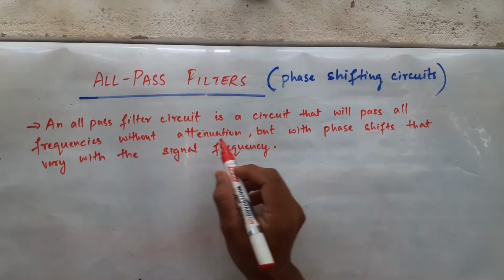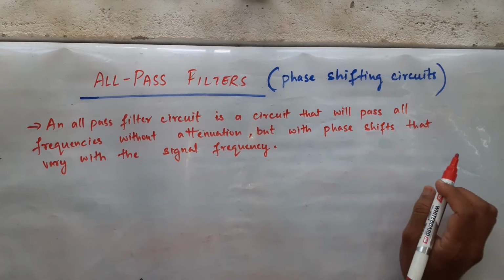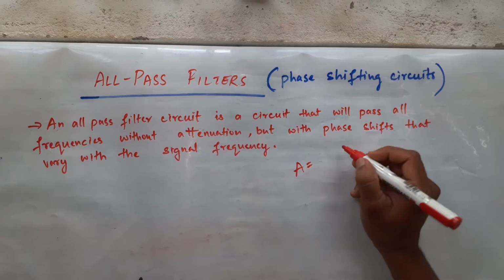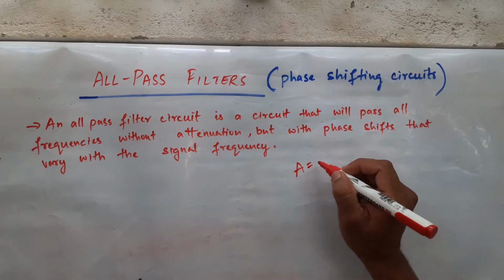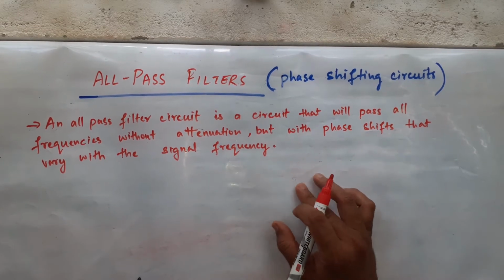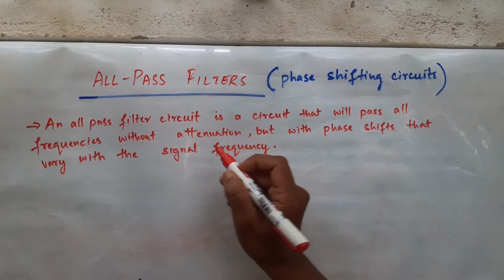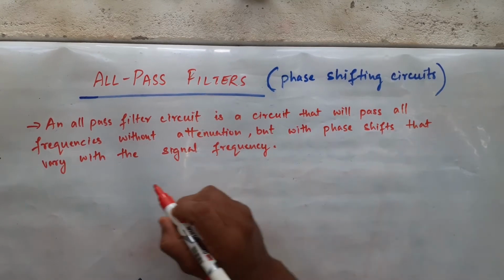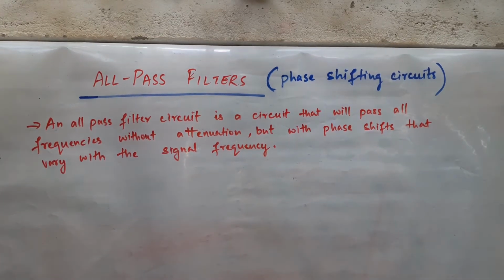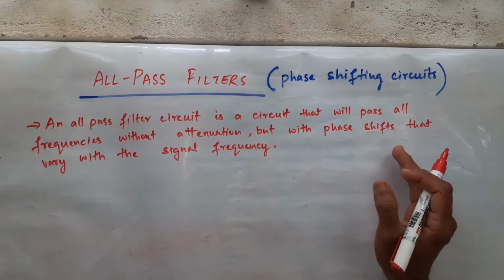So, an all pass filter circuit is a circuit that will pass all the frequencies without attenuation. Without attenuation means where the gain is full, as it is, without loss in the gain. Loss in the gain is nothing but attenuation, which is the opposite of the gain. But with a phase shift that varies with the signal frequency, meaning there will be a phase shift in the output waveforms. It may be lagging or leading based on the correction required.